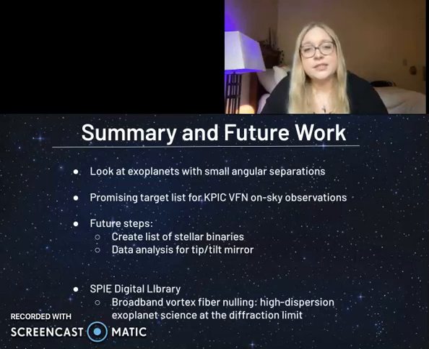Future steps for the project include creating a list of stellar binaries given parameters for VFN detectability, using the Washington Double Star Catalog, and finishing the data analysis for the tip-tilt mirror. I recently co-authored a paper on VFN, which is available on the SPIE Digital Library. You can either search my name or the title of the paper, which is Broadband Vortex Fiber Nulling, High Dispersion Exoplanet Science at the Diffraction Limit.